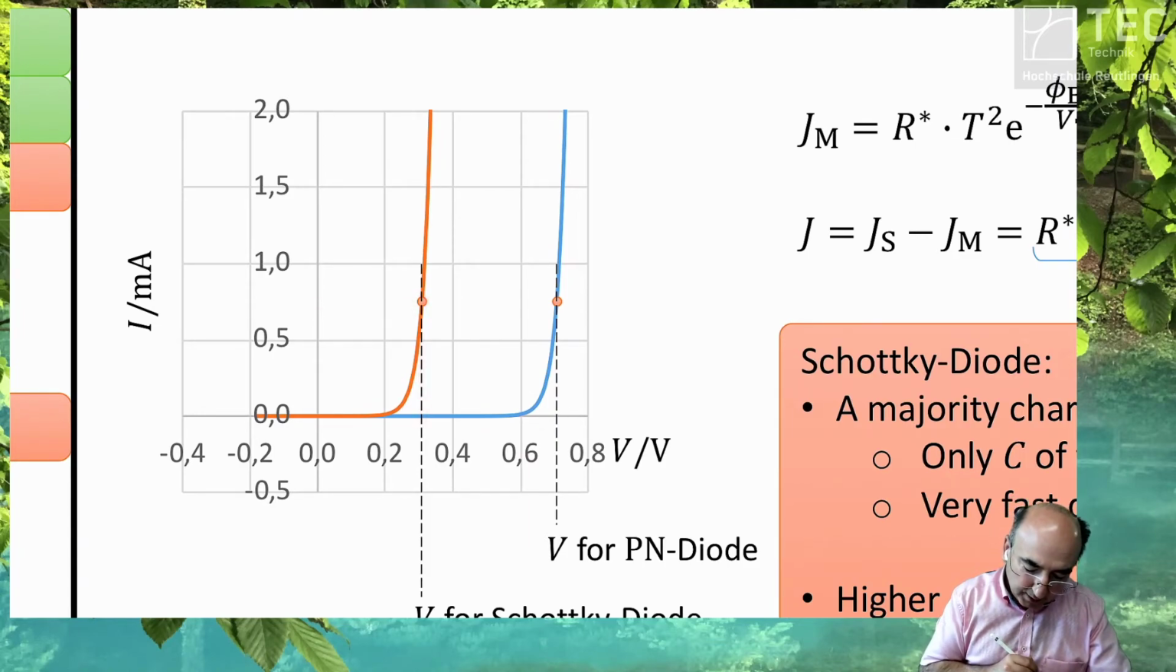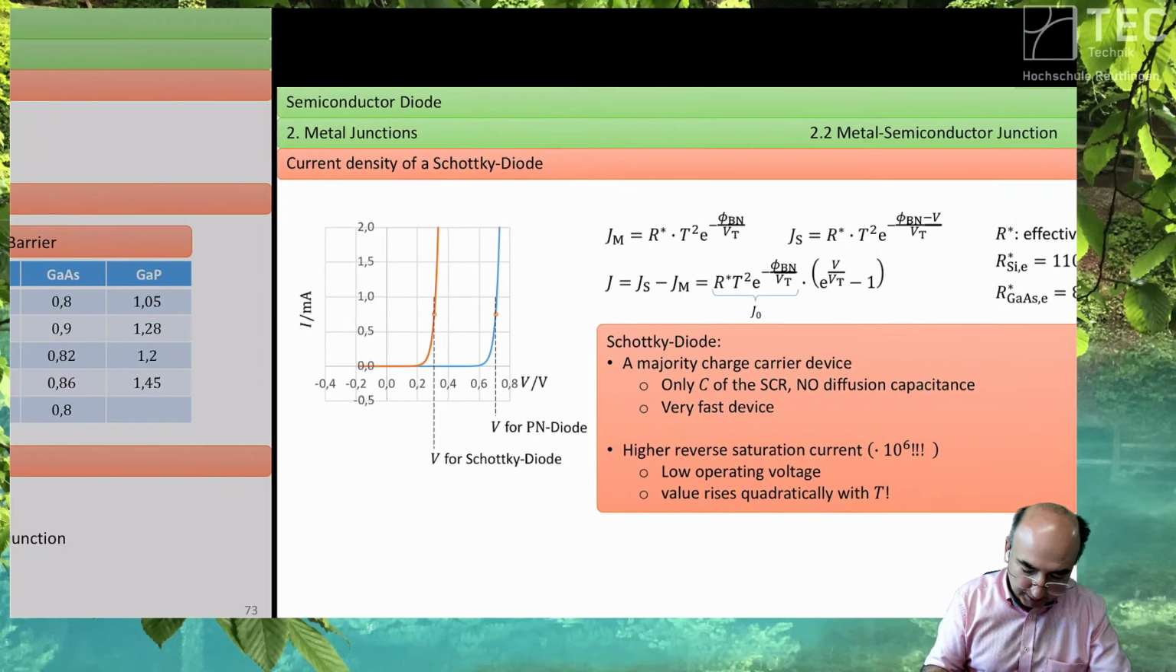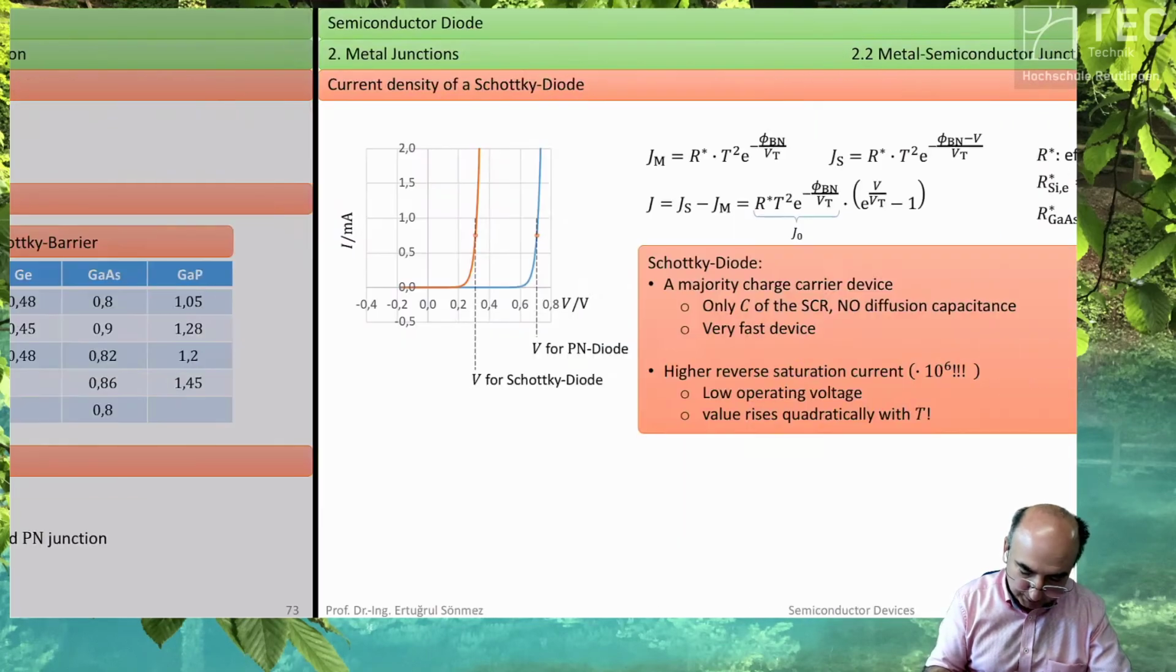Okay, and if you would go to these voltage levels, you have infinite current. So you can't go to these higher voltage values. Okay, how do we get the current into the diode?